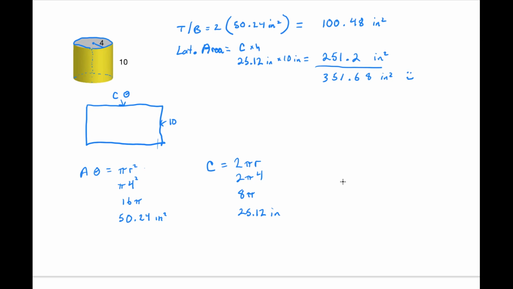And I hope you see how easy that was to find and how you have to kind of visualize the outside of that being a rectangle or a label wrapped around a can. That's what we did. We just unwrapped it, laid it flat, and then calculated this length times this height, and that's the lateral area of this tube. So, all right, so one more.